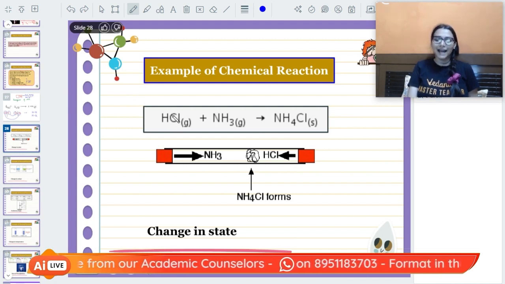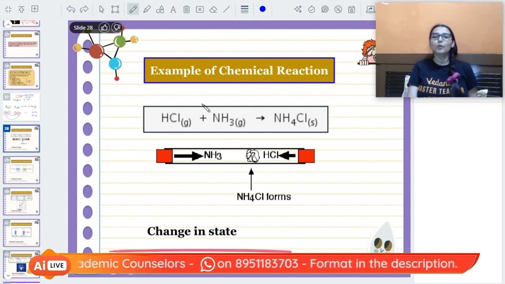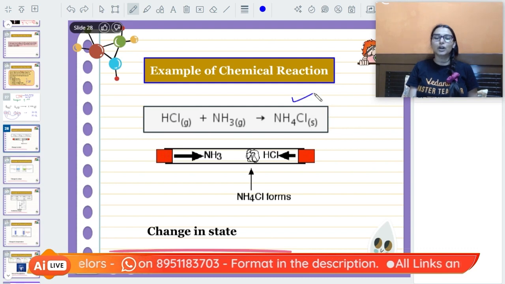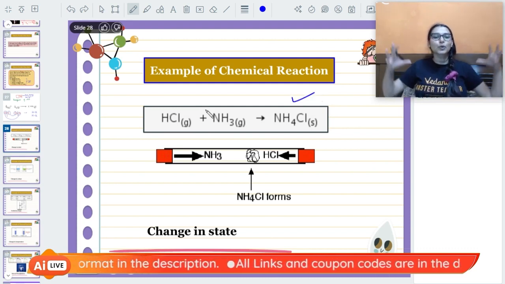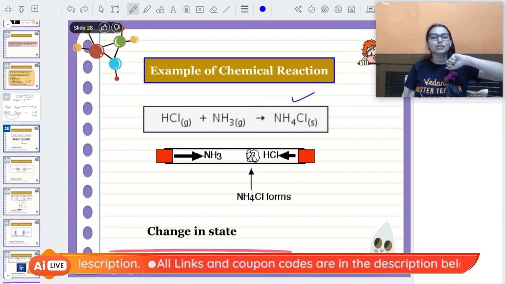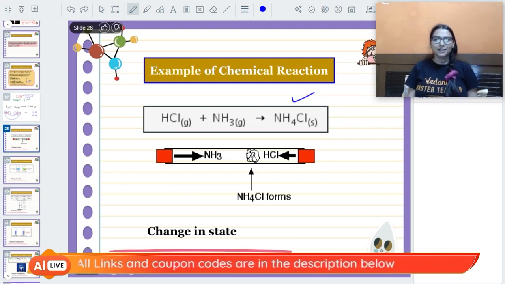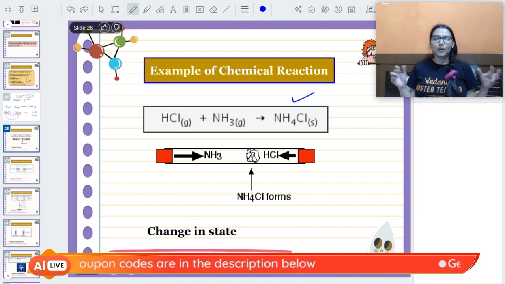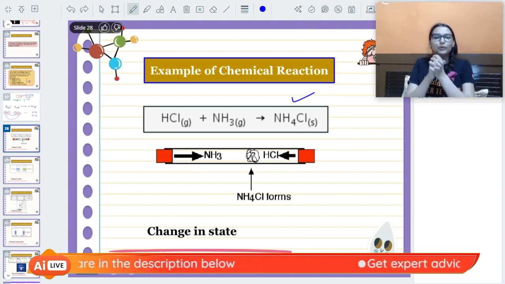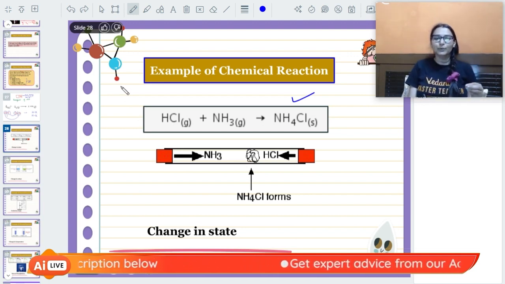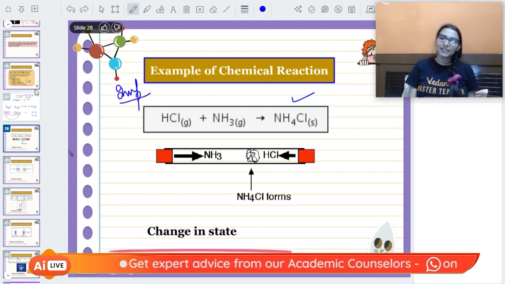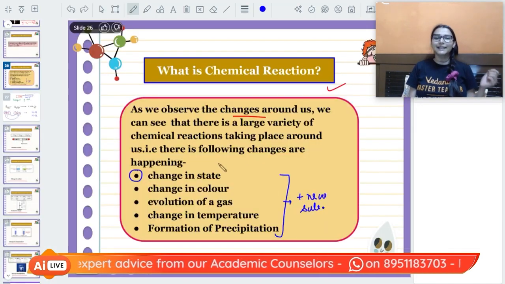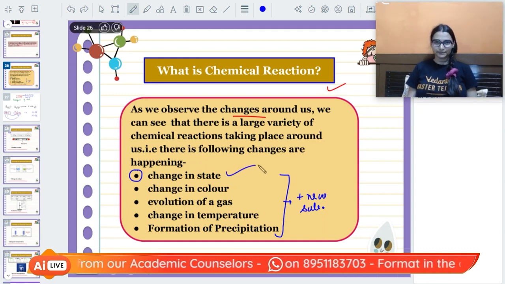hydrogen chloride gas combines with ammonia gas and leads to the formation of ammonium chloride. So if you pay attention, two gases are combining to give a solid. Yes or no? Yes. देखो, HCl is combining with ammonia. Two gases are giving you a solid product. What a beautiful reaction. So change in state हुआ, that means a reaction has been taken place.